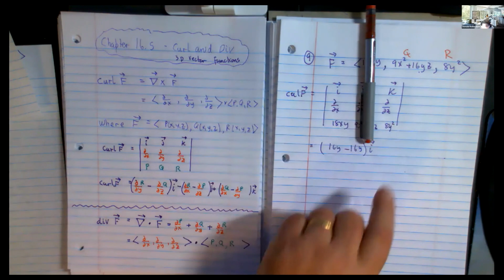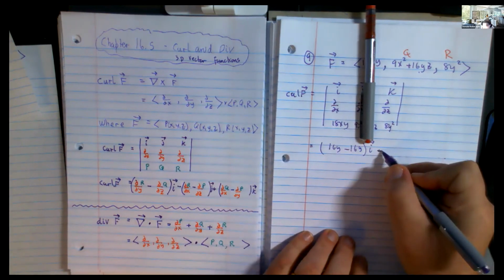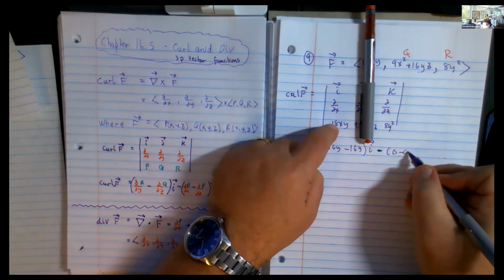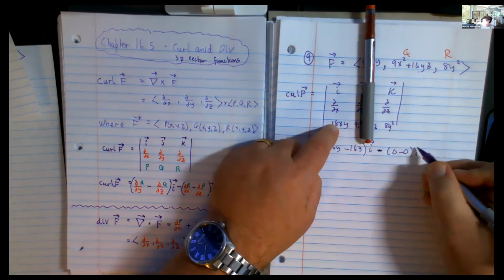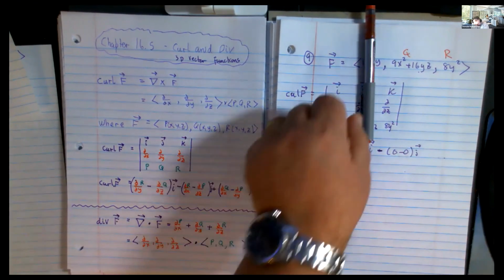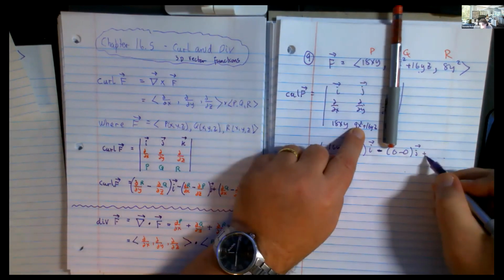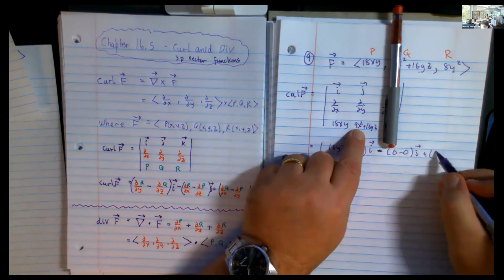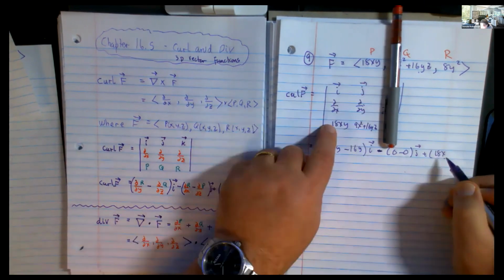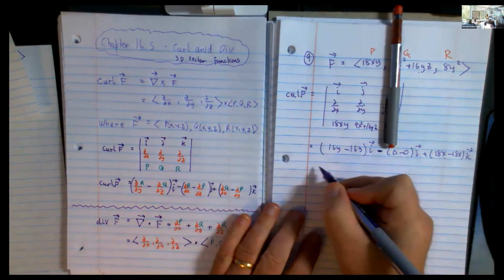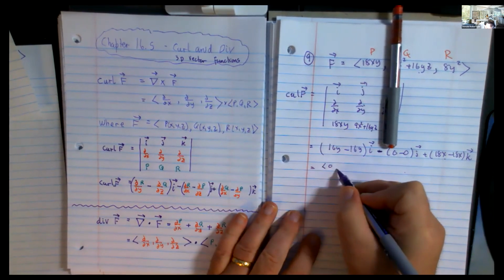The partial derivative of this guy with respect to x is 0, and this guy with respect to z is also 0. So that's good news. Going this way, the partial derivative with respect to x is 18x. Take away 18x. We are rocking and rolling. I got the right answer.